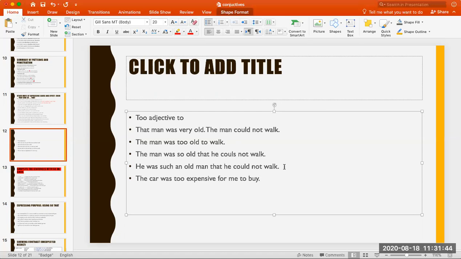Too expensive to buy is general. Too expensive for Ali to buy, for Huda to buy, for me to buy. You say the car was so expensive I couldn't buy it. It was such an expensive car, I couldn't buy it.